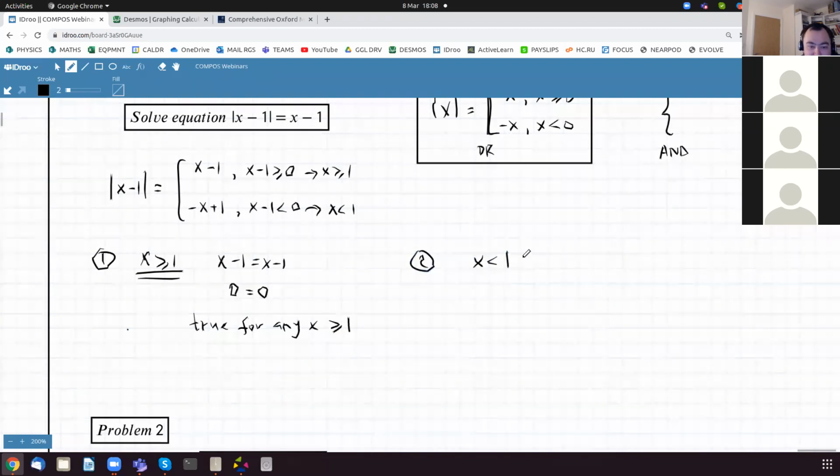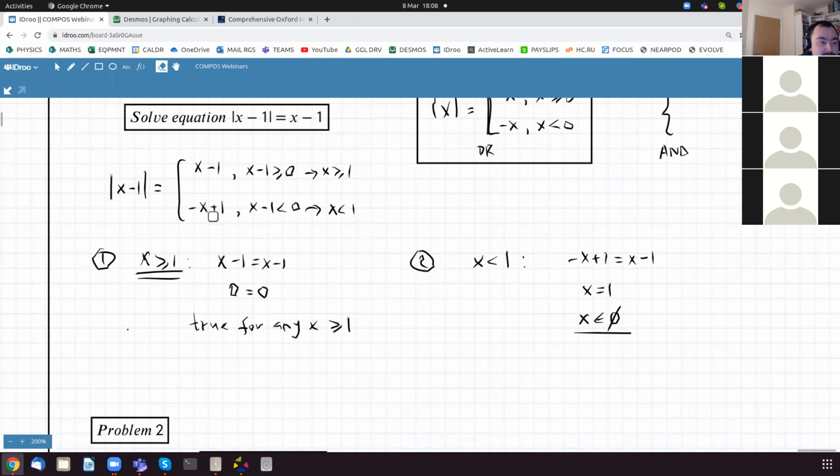And in this case, the equation becomes minus X plus 1 equals X minus 1. And the only solution of this equation is X equals 1, which does not belong to this region. So we write there are no solutions. X belongs to an empty set, no solutions. Okay, so we have the answer to this.